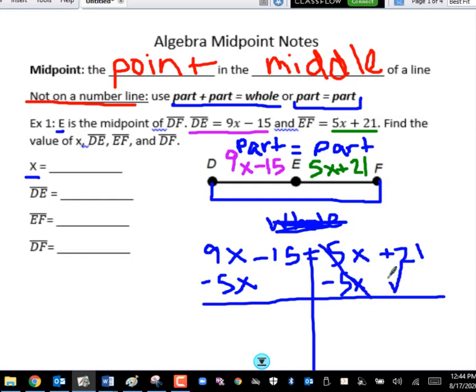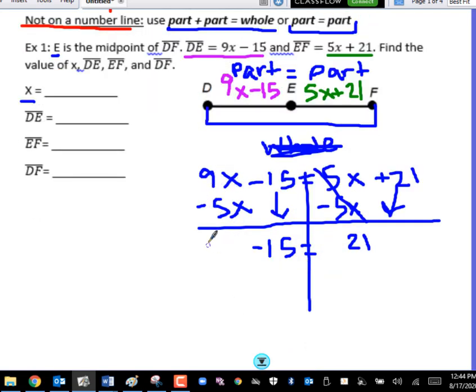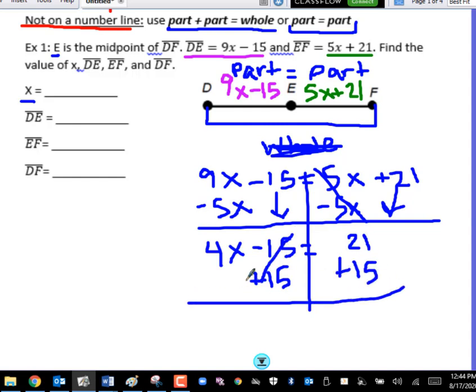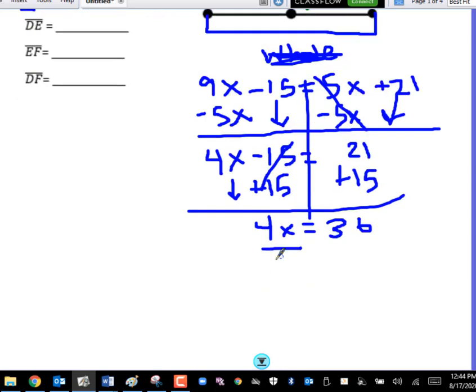This cancels out. I'm left with that positive 21 over there. Negative 15 is still hanging out here because that doesn't have an x in it. And 9x minus 5x is 4x. Now I need to move the regular numbers from the left side over to the right side. So I got to do the opposite. It says minus, so I'm going to plus. 15 plus 15. The 15's cancel out. 4x is left here. 21 plus 15 is 36. And then last thing, I gotta divide by 4.